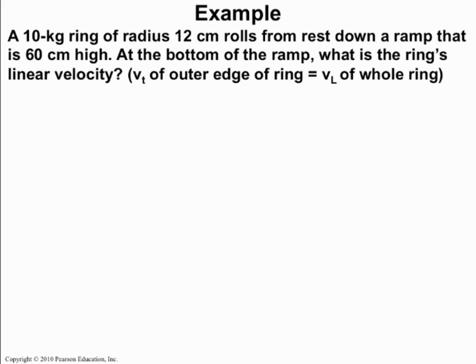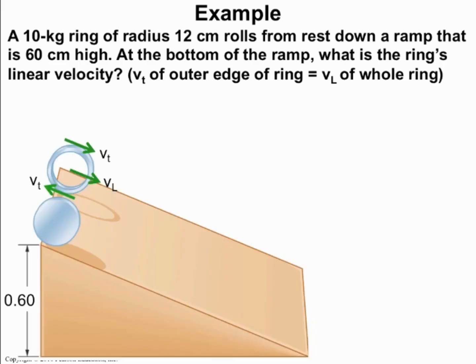Let's look at this example. A 10 kilogram ring of radius 12 centimeters rolls from rest down a ramp that is 60 centimeters high. At the bottom of the ramp, what is the ring's linear velocity? Remember that the VT, or tangential velocity of the outer edge of the ring, equals the VL of the whole ring, because that's just how wheels work. Here's the sketch. We've got a disc and a ring that are going to have a race. But for this problem, we're going to be focusing on the ring. We have the height labeled in meters, 0.60 meters.